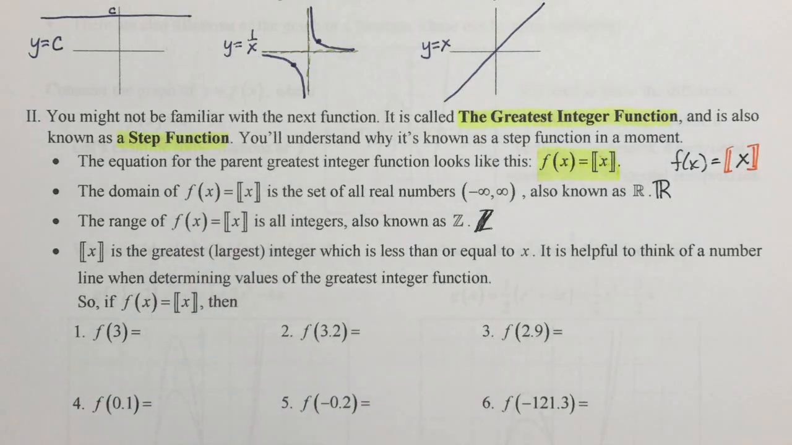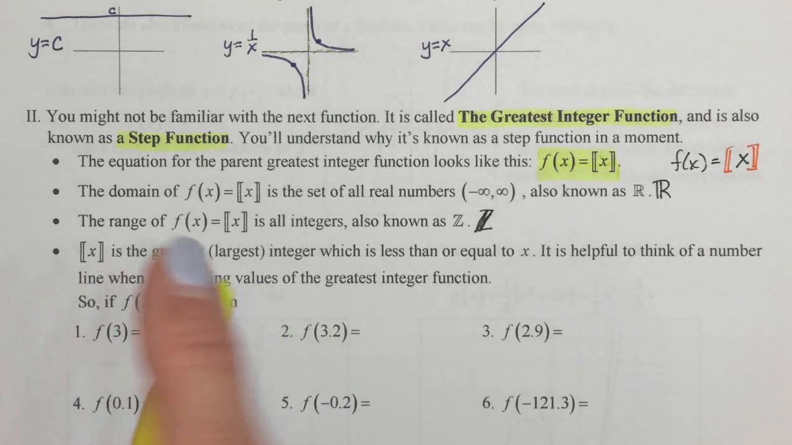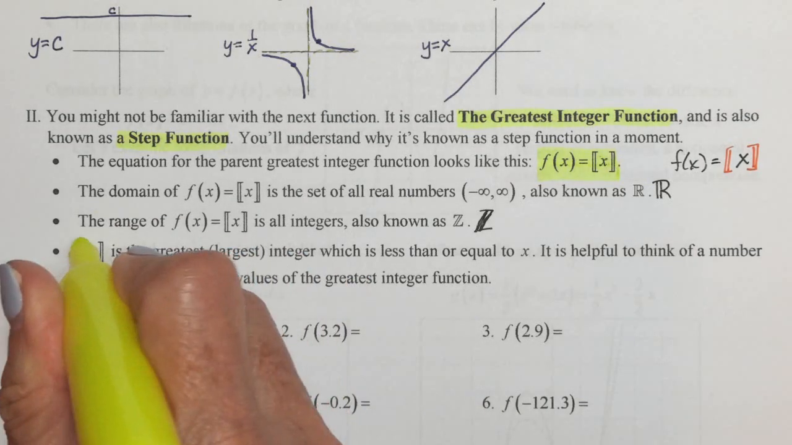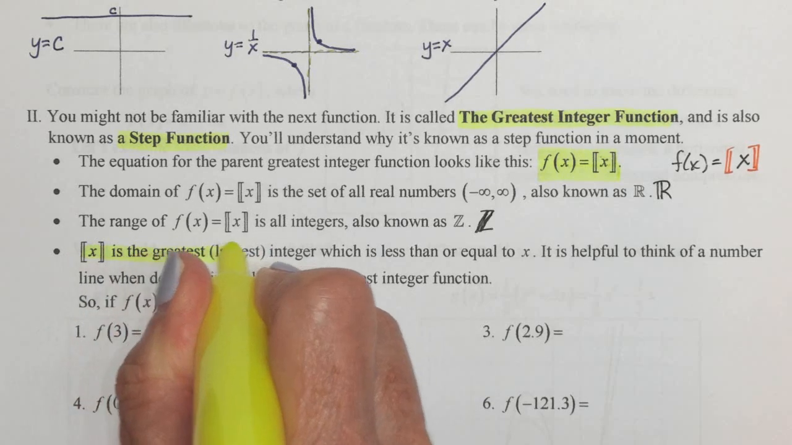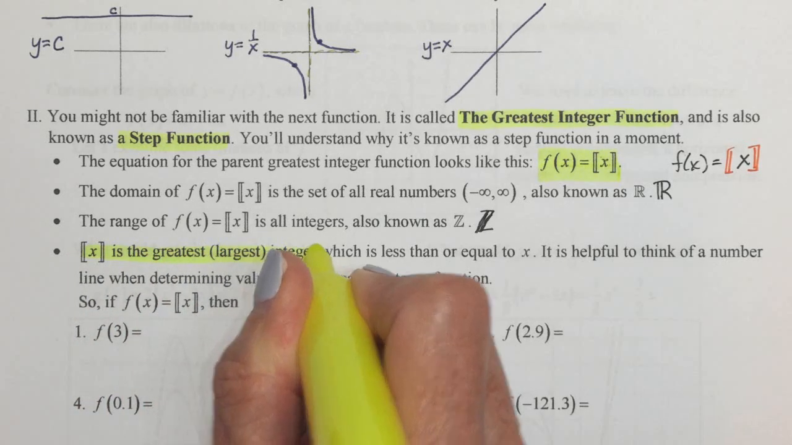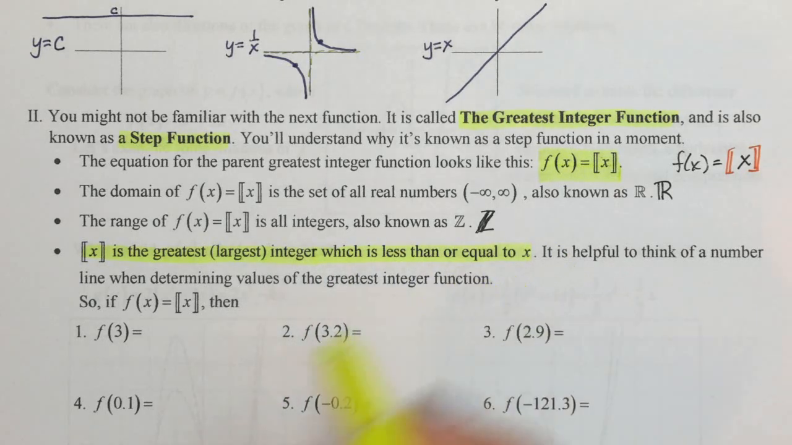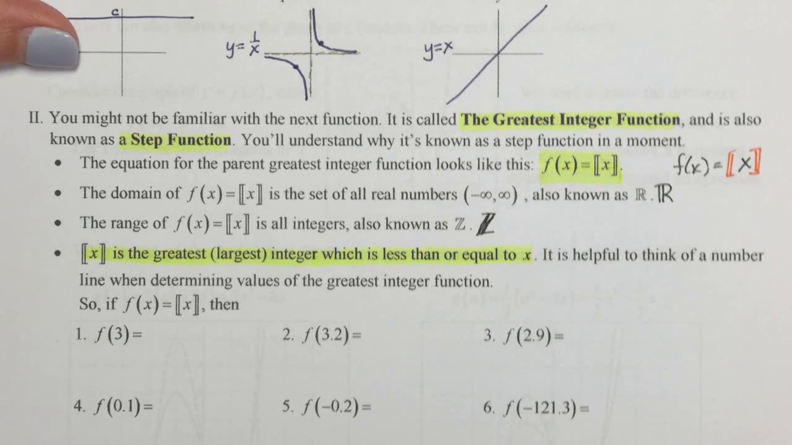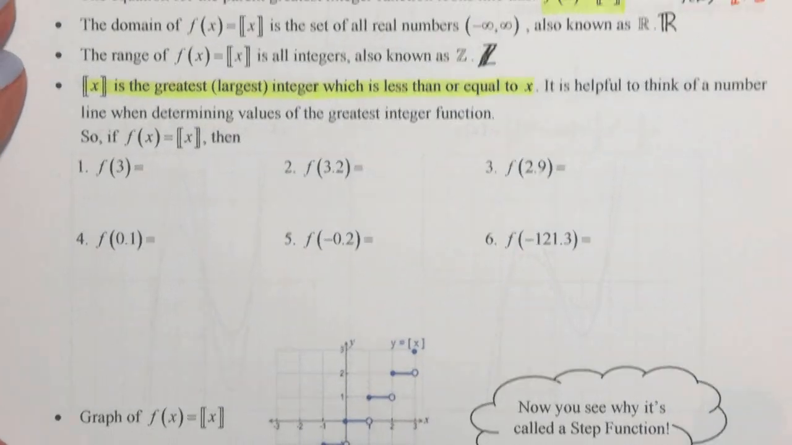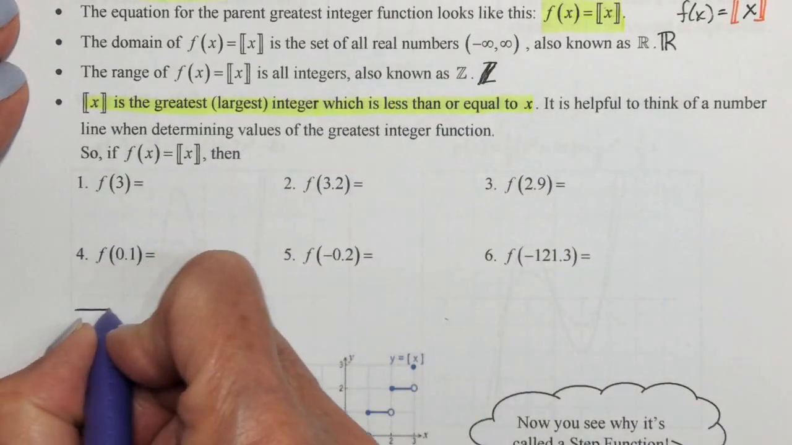You'll see that. Okay. All right, here's the definition for the greatest integer function. The greatest integer of x is the greatest or largest integer which is less than or equal to x. It is sometimes helpful to think of a number line when you are determining values for the greatest integer function, okay? So I'm going to draw a number line right here.